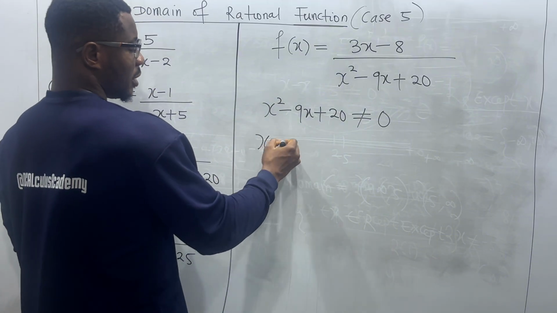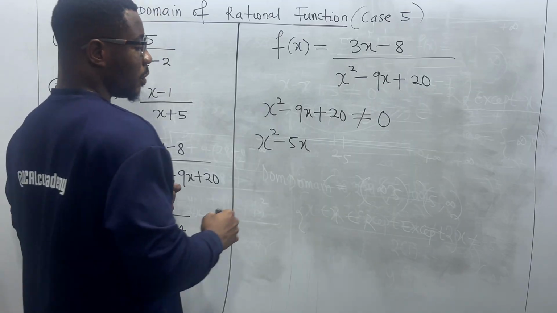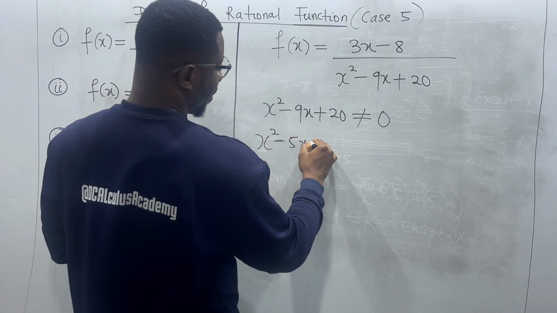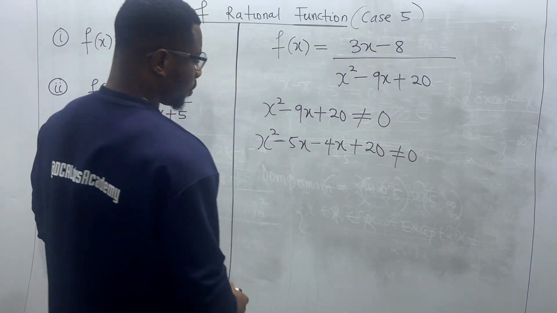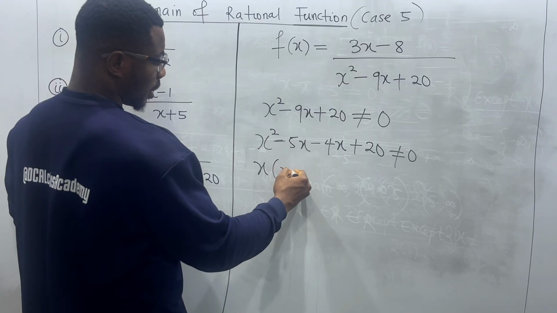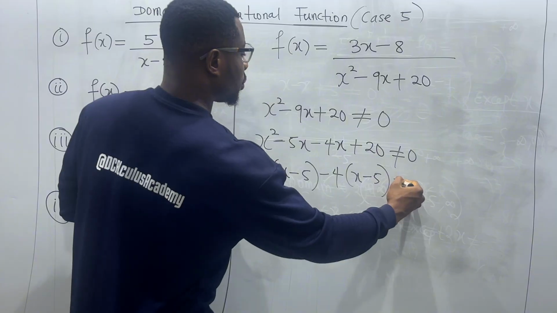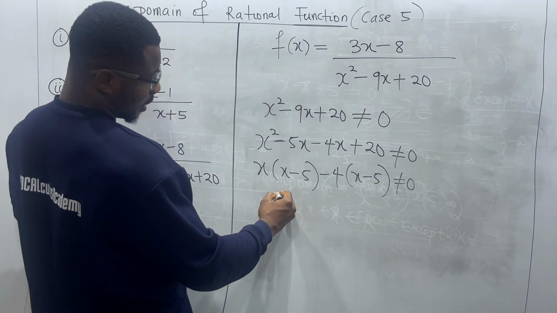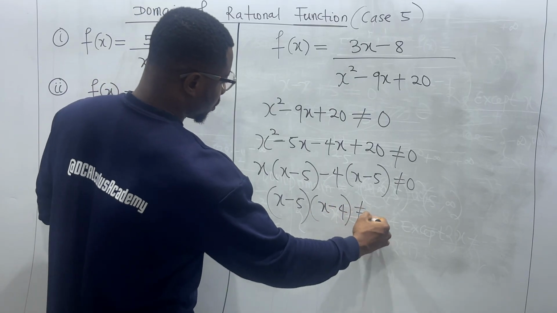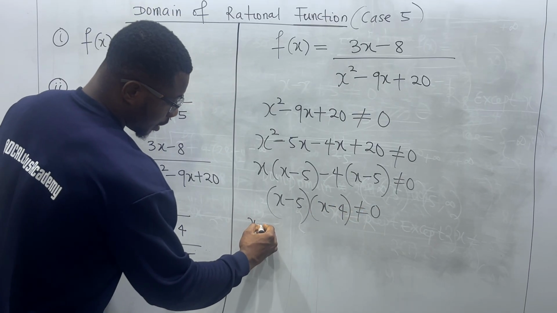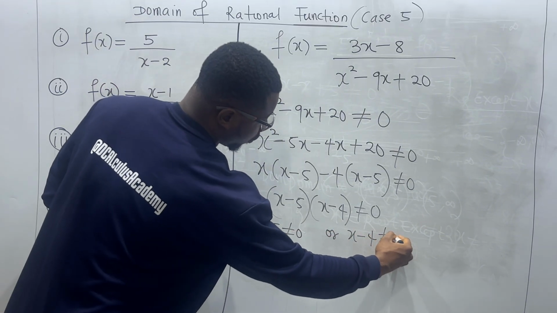The factors are minus 5 and minus 4. So if I factorize this equation, we have x squared minus 5x minus 4x plus 20 should not be 0. Now x is common here, x into x minus 5, and minus 4 comes out, x minus 5, should not be 0. That implies that x minus 5 into x minus 4 should not be 0. This implies that x minus 5 should not be 0, and x minus 4 should not be 0.